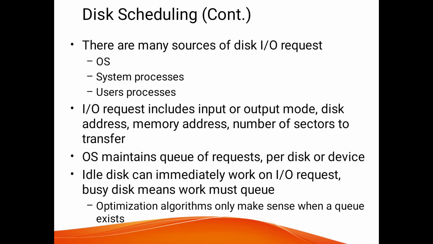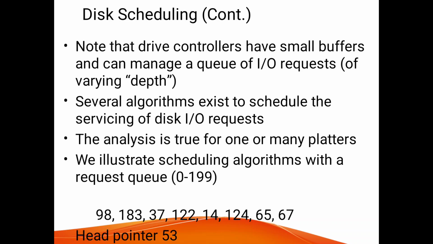There are many sources of disk I/O requests: the OS, system processes, and user processes. An I/O request includes the input or output mode, disk address, memory address, and number of sectors to transfer. The OS maintains queues of requests per disk or drive. An idle disk can immediately work on an I/O request, while a busy disk means work must be queued. The device controller is essential, as it has small buffers and can manage the queues of I/O requests.